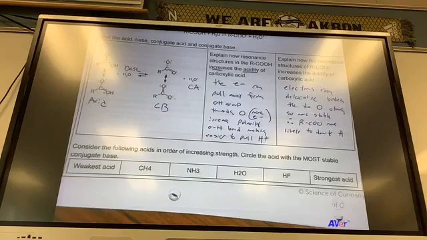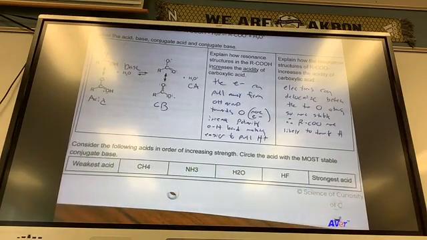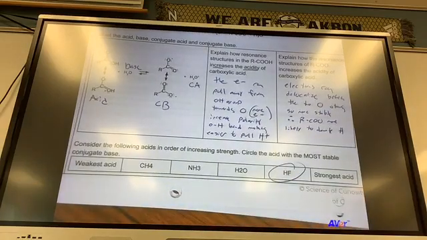Consider the following acids in order of increasing strength. Circle the acid with the most stable conjugate base. So let's think about what that means. They are in order, right? Like from left to right, they are in order from weakest to strongest. So this is my weakest, this is my strongest. What does the most stable base mean? Stable means it will be less likely to react. So it's going to be the weakest. So HF. Yes. You got it. So it's going to be HF.